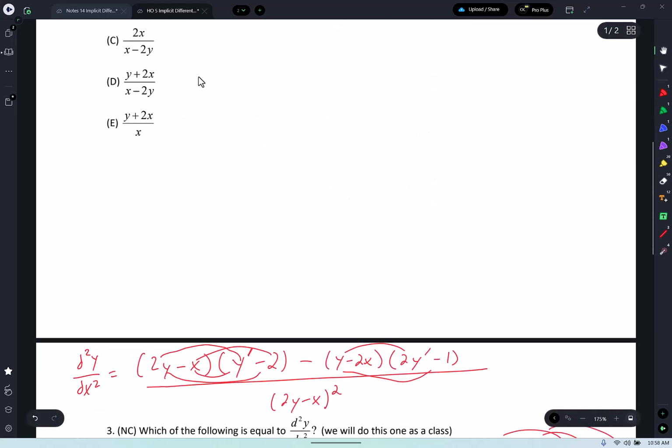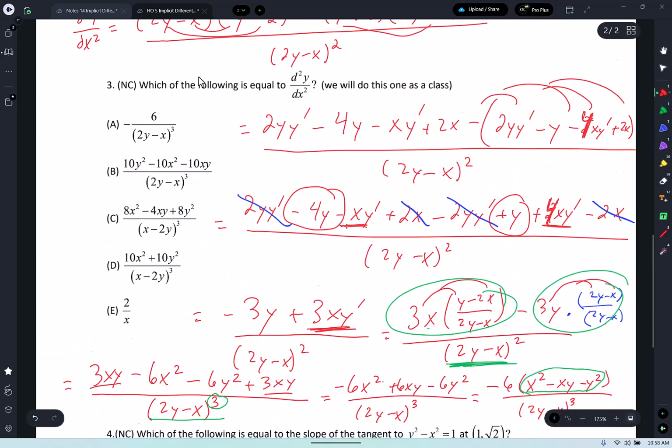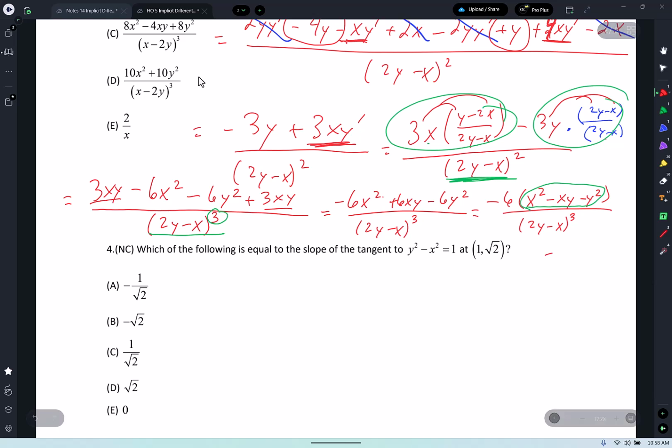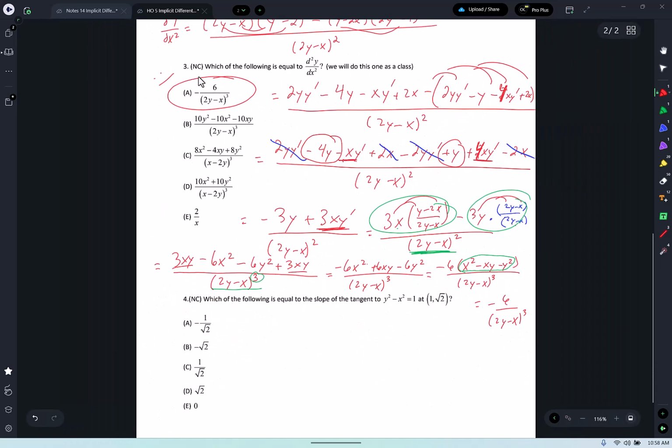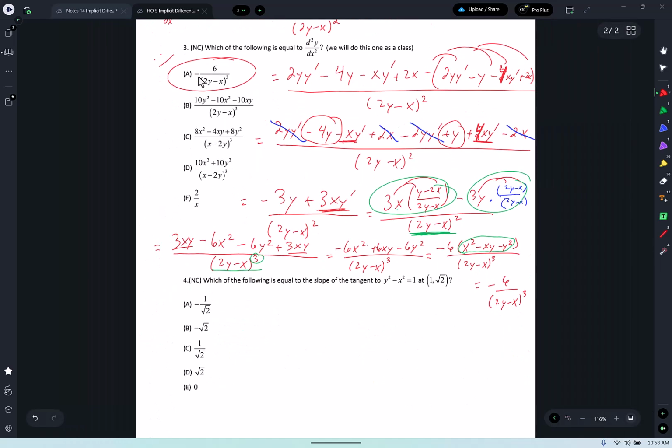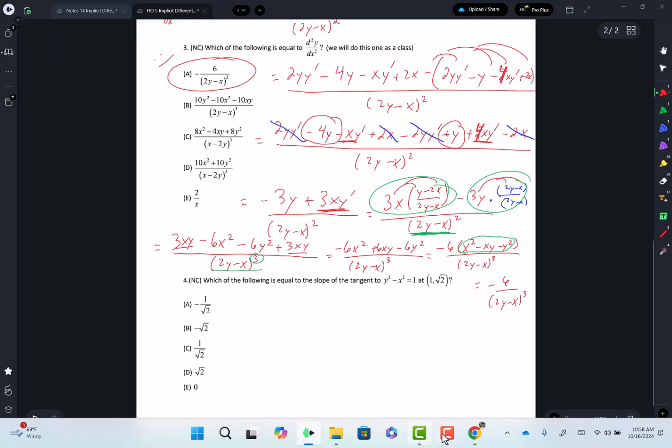All that equals 1, guys. So my final answer is negative 6 over (2y minus x) to the third power. Is that one in there? Look at those guys.